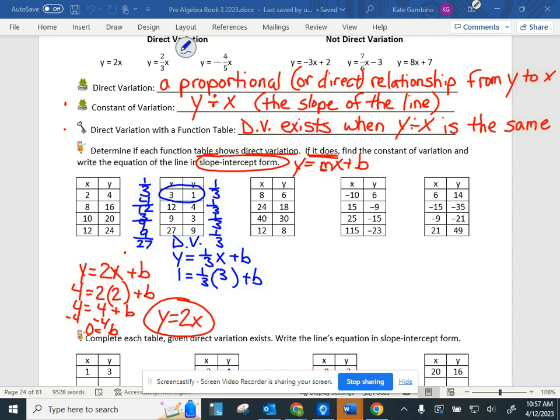When I'm multiplying a fraction by a whole number, what should I do to my whole number? Make it into a fraction. So 1/3 times 3/1 is 3/3, which is the same as 1. So 1 equals 1 plus b. So I need to do my opposite operations. I'm going to subtract my 1 out, and I get 0 equals b. So what is my slope-intercept form? Aiden? y equals 1/3 x.